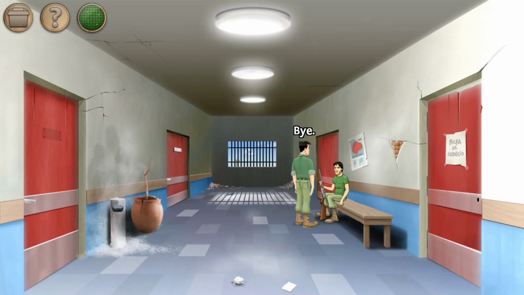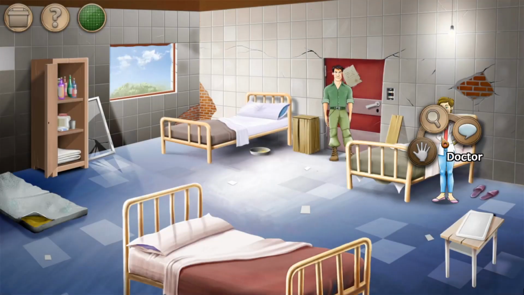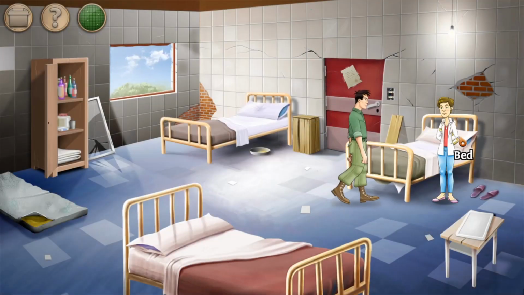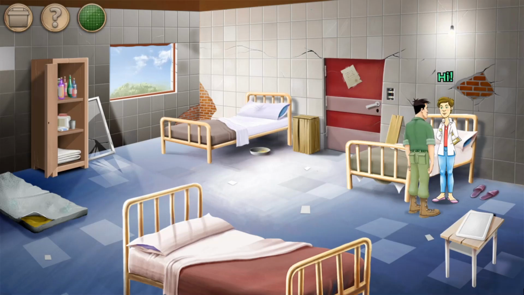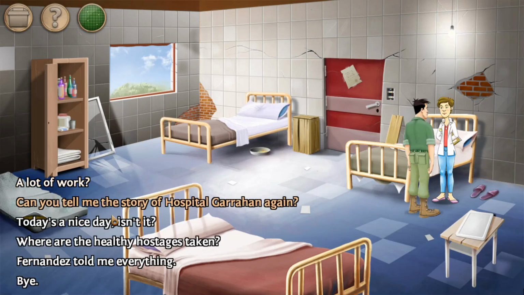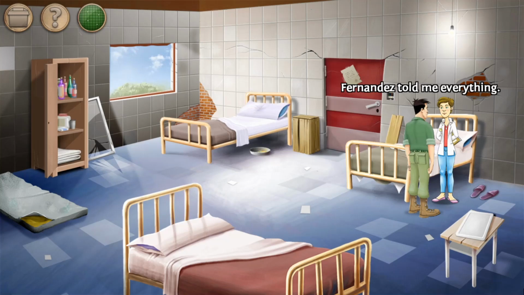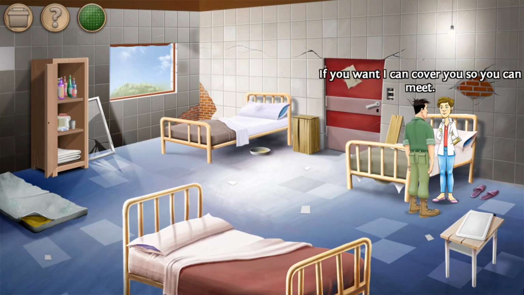Bye. See you. So we need to get into the storage, but not while he's around. And if we talk one last time with the doctor, for the time being, we will try to set up a meeting. Fernandez told me everything. If you want, I can cover you so you can meet.